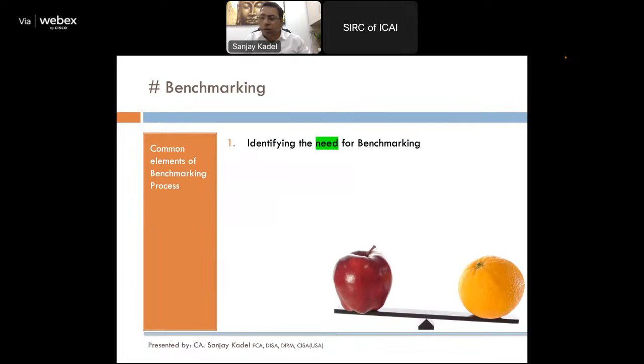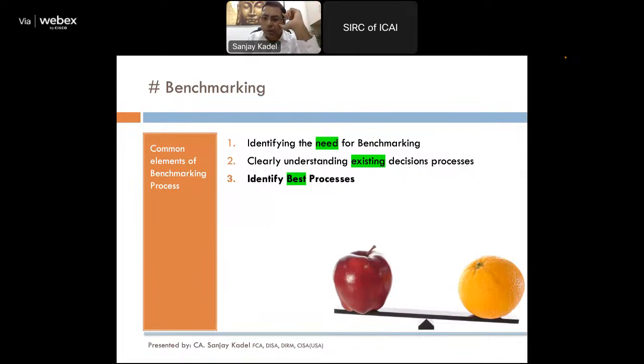First, similar to BPR, here also in benchmarking, you first identify why you want to do benchmarking. Second, clearly understand the existing decision process. In BPR, we studied the existing process. In benchmarking, we will study existing decision processes. Third, now you identify what are the best processes. First, you studied the existing processes. Now you are identifying best processes. Then only you will be able to compare.